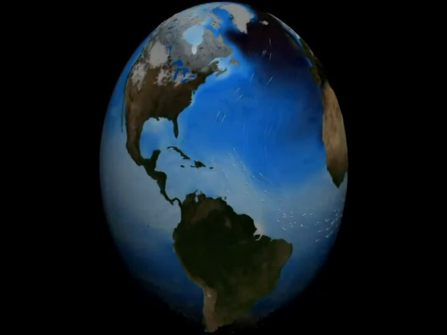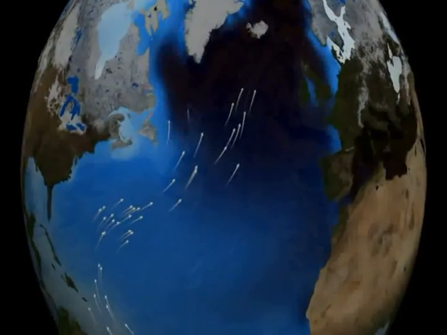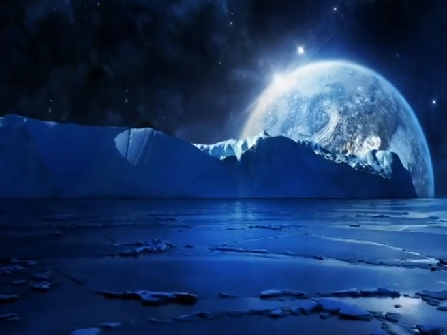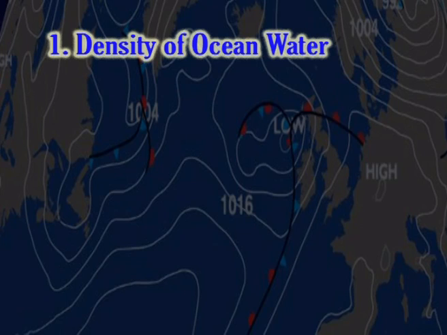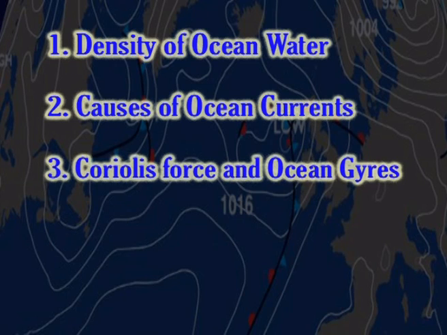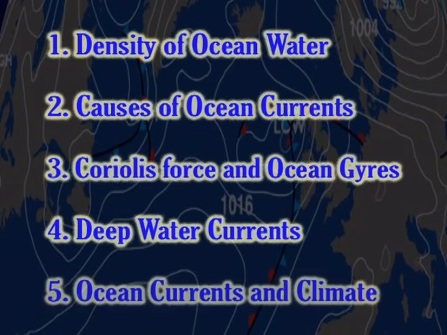Just as the atmosphere has surface winds and upper atmosphere circulation, the oceans also have surface currents and deep water currents. In this lecture, we will examine ocean water circulation and the reasons behind it under the following subheadings: density of ocean water, causes of ocean currents, Coriolis force and ocean gyres, deep water currents, and ocean currents and climates.